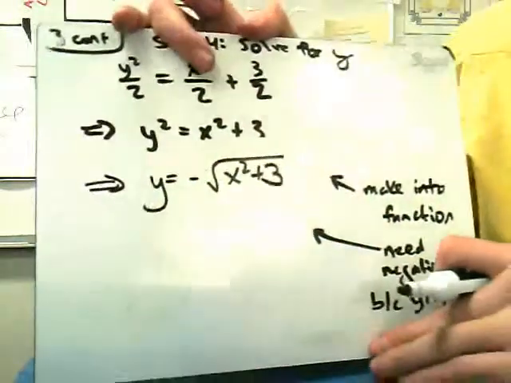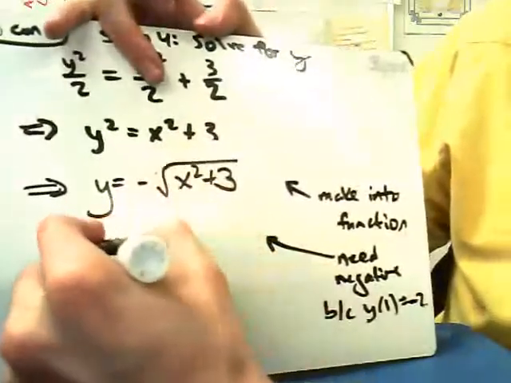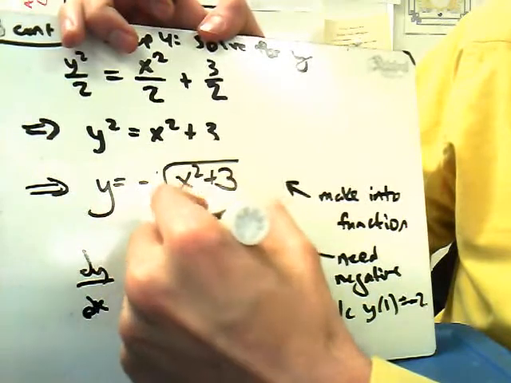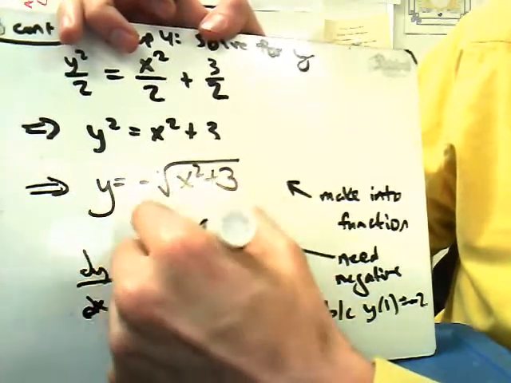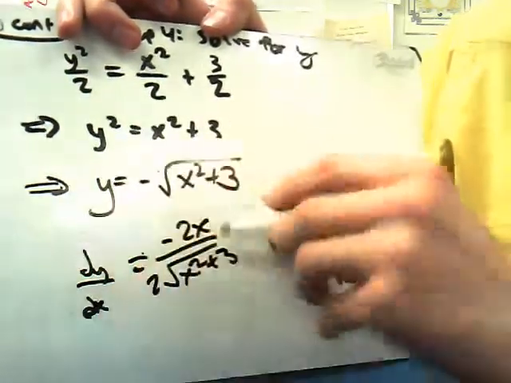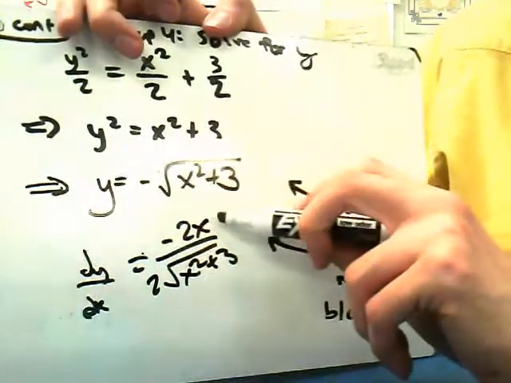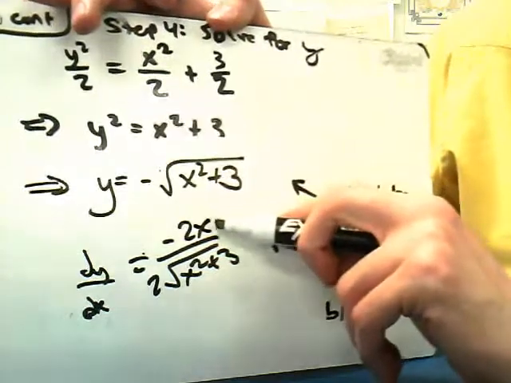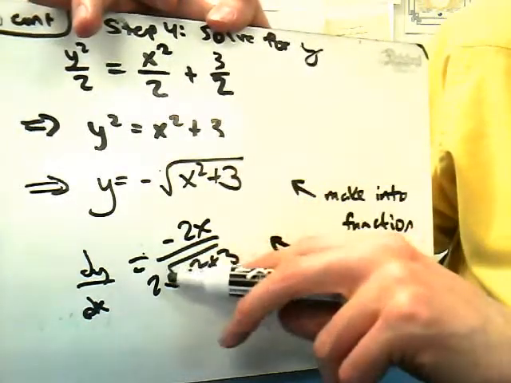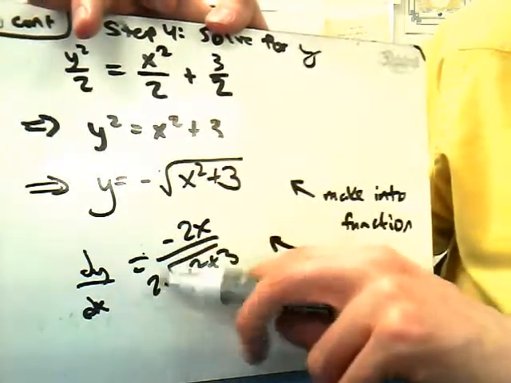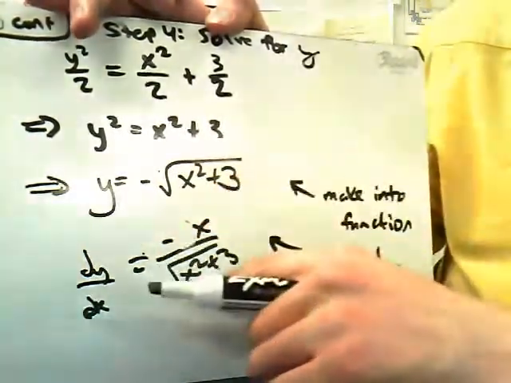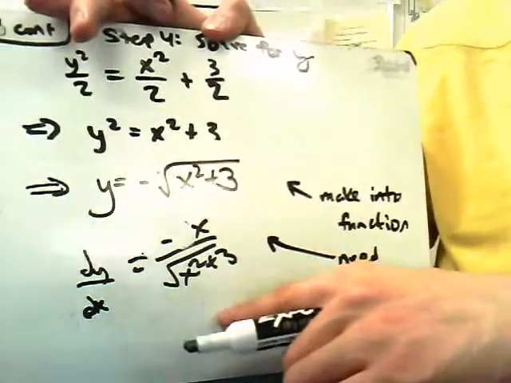You can also check your work by going through and taking the derivative. In this case, we get that dy dx is equal to -2x over 2 square root of x squared plus 3, with the 2x coming from the chain rule, the inside part of the square root. We notice that -2x, the 2 cancels out with the top and the bottom. And so we get a -x over square root of x squared plus 3.